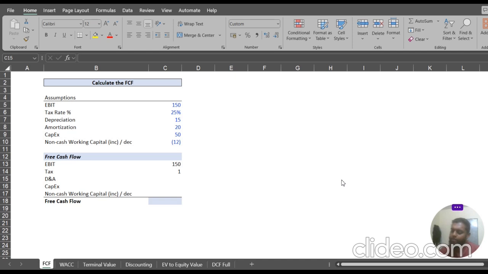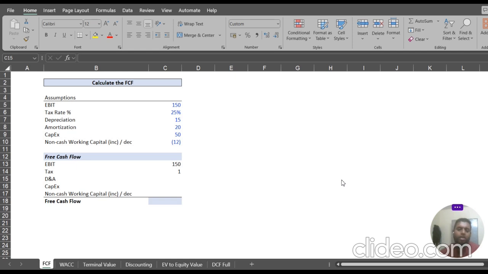Free cash flow is the cash available for equity and debt holders after everything which is needed to operate the company, after all the operational costs and everything. So FCF should be greater. It's best for the investors that the free cash flow value for a company or an asset should be high. So the calculation is EBIT into 1 minus tax rate plus depreciation and amortization minus capex minus increase in non-cash working capital.